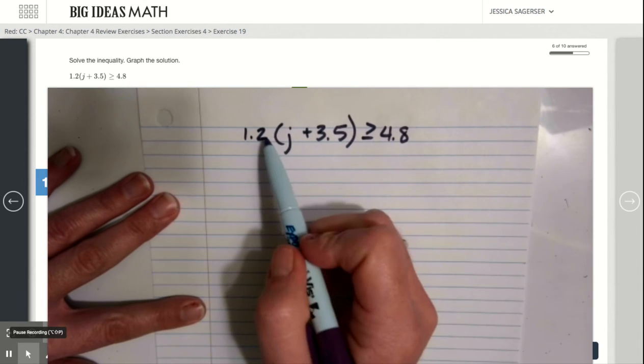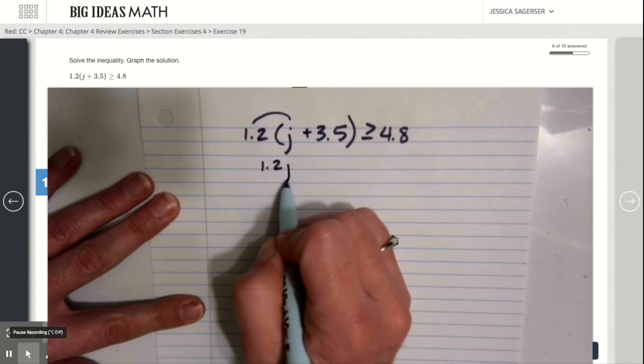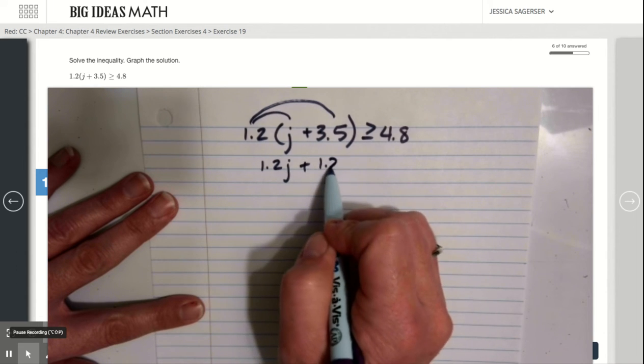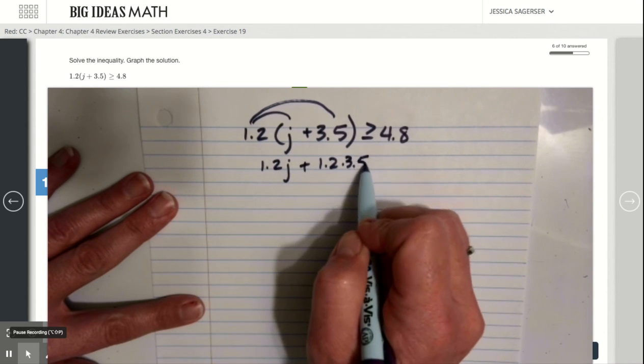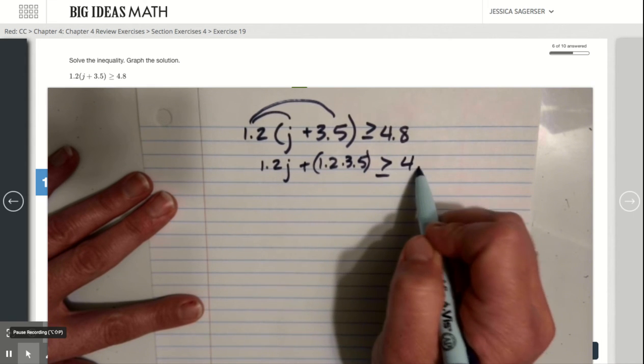Okay, this is our last one. We have parentheses, distributive property, 1.2j, and then 1 plus 1.2 times 3.5. I can't do that in my head, so we're going to have to do that later. It's greater than or equal to 4.8.